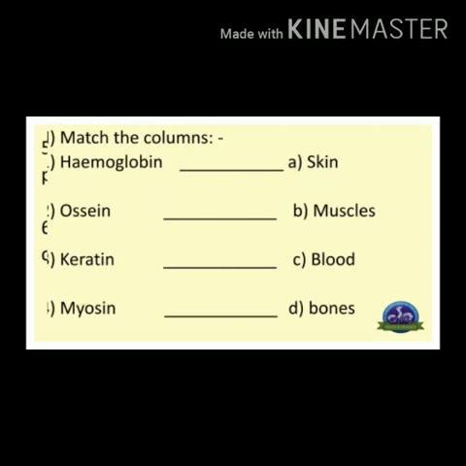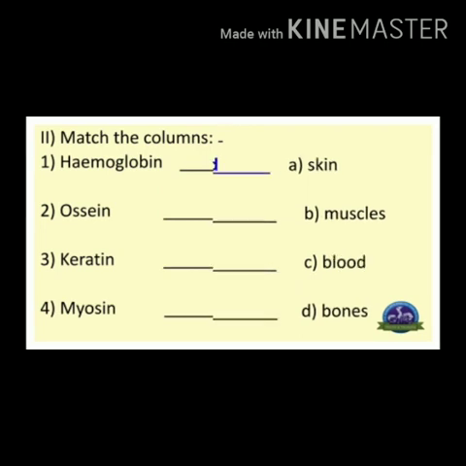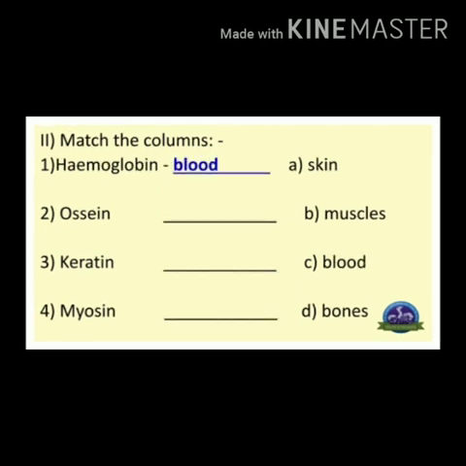Now let's see question number 2. Match the columns. Read question number 1, that is hemoglobin. Options are option A, skin, option B, muscles, option C, blood, option D, bones. As we have studied, amino acids is converted into hemoglobin to form blood. Answer is blood. Write down option C, blood.